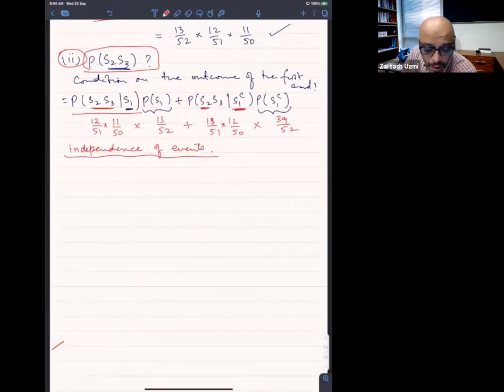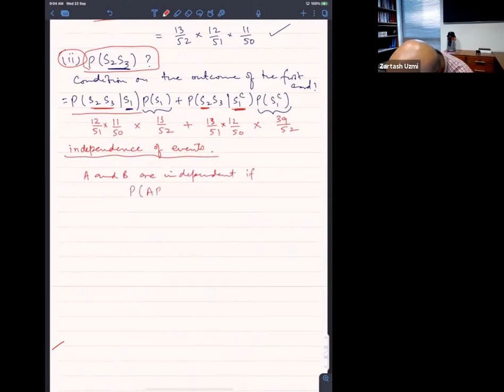Okay? Now, what is independence? Independence के लिए हमने ये देखा था कि 2 events are independent. Earlier last lecture में 2 events are independent. A and B are independent events if probability of A and B is equal to probability of A into probability of B. Probability of A and probability of B.